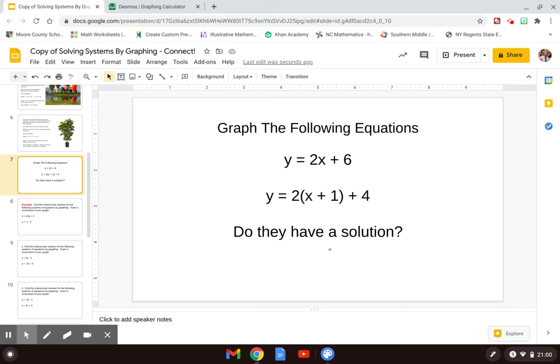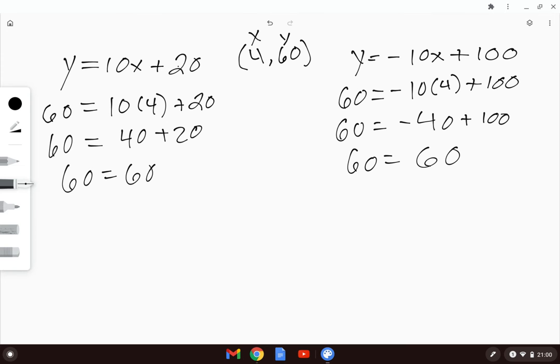All right, so the first equation, y equals 2x plus 6, that is already in slope-intercept form and can be graphed. However, the other equation is not in slope-intercept form, and so it cannot be graphed as it is. So I need to change it into slope-intercept form. So what I'm going to do then is come over here and change it into slope-intercept form.